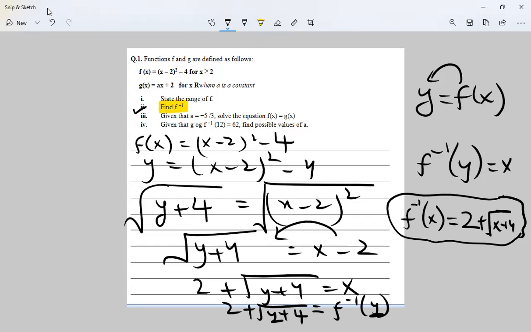Now see the third part of the question. Given that a is equal to minus 5 upon 3, it's a value, and we need to solve the equation f of x is equal to g of x. This is the condition they have mentioned in the question, and they have also given the value of a. Solve means we need to find the x value. Read the question again for your clarification.